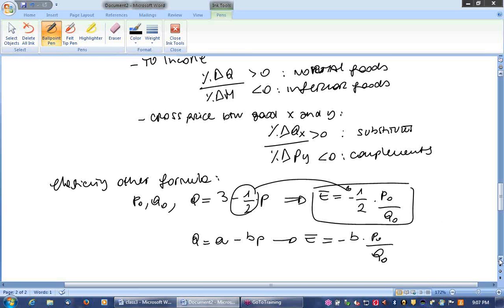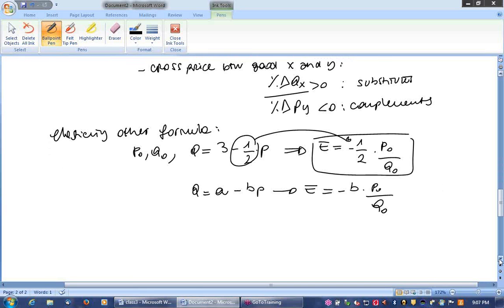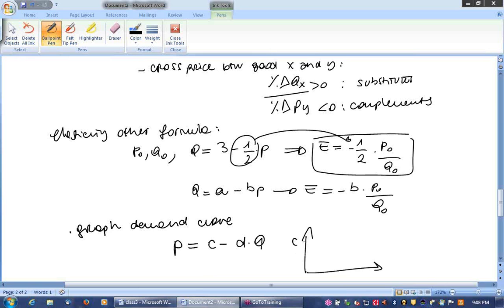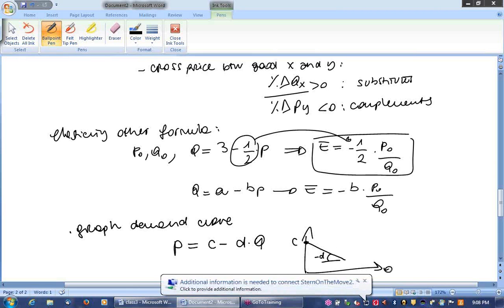Then, if you have to graph the demand curve, remember that you will need to have the price as a function of the quantity. So price will be equal to some number C minus D times the quantity, where C is the intercept of the demand function and minus D is the slope. So this is all you need to know for the demand.